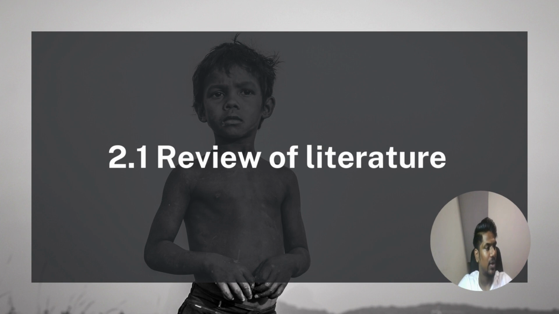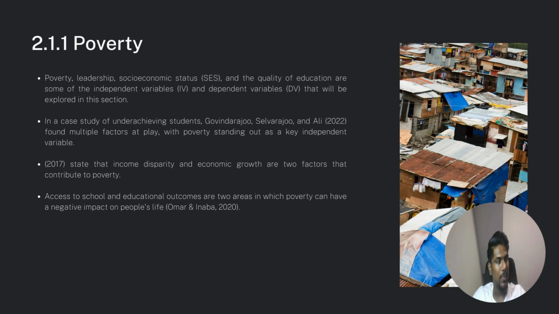So the next slide will be looking at the review of the literature itself. On this slide, we'll be talking about poverty. Poverty, leadership, and socioeconomic status are known as the independent variables in these studies.